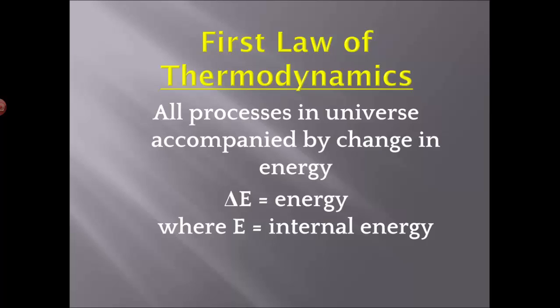Another way of saying this is that all processes in the universe are accompanied by a change in energy. And so we use delta E. E is internal energy, the overall energy of a system. Delta E, therefore, is the change in energy of that system. E, you'll notice, is a capital letter, so energy must be a state function. In other words, it doesn't matter how we get from point A to point B, just that we have a point A and a point B, and we can find the difference between those.